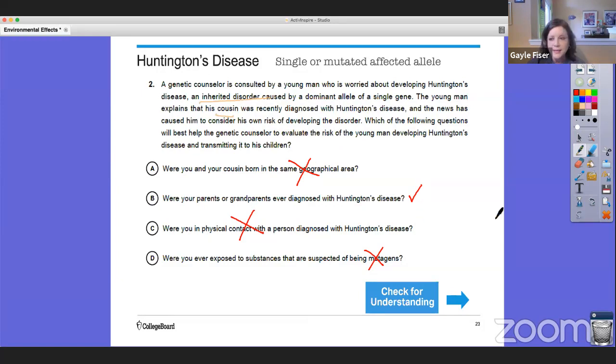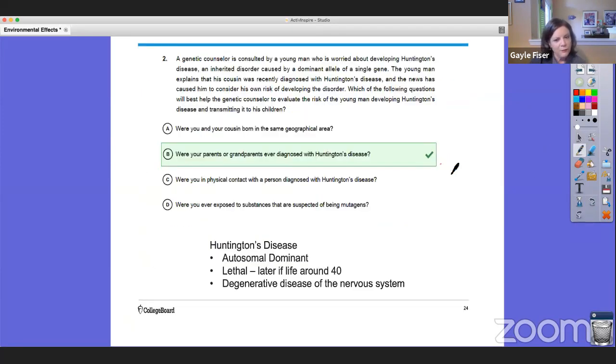So Huntington's disease, and B, it was. So I put this slide in because I wanted to mention some things about this. It is autosomal dominant, and it's lethal, though it's later in life after 40, and it's a degenerative disease of the nervous system.